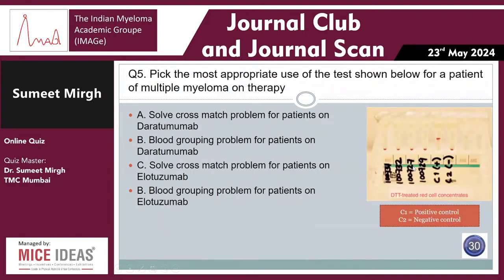The last question. What is the most appropriate use of the test below for a patient of myeloma on therapy? You have a gel here. The first 4 lanes are numbers of patient samples. C1 is the positive control and C2 is the negative control. So A is to solve the cross-match problem for patients on DARA. B, blood grouping problem for patients on DARA. And C and D are similar options for patients on elotuzumab. Pick the most appropriate use of the test.